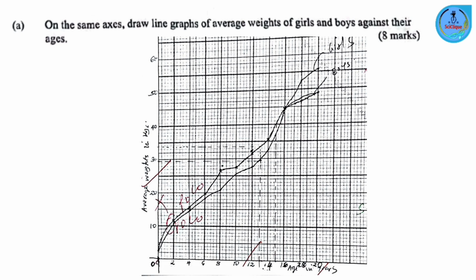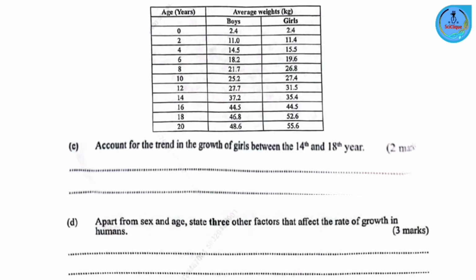Okay, let's tackle the questions related to the graph. Account for the trend in the growth of girls between the 14th and 18th year. Now, if we look at our table between the 14th and 18th year, at 14th we have girls having an average of 35.4 kilograms, and at 18 we have 52.6 kilograms. Okay, that's quite a fast rate of growth.